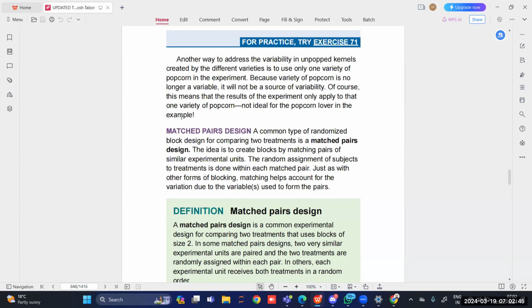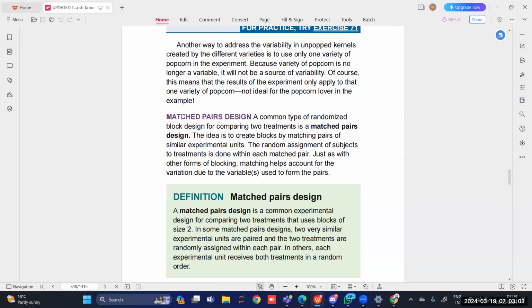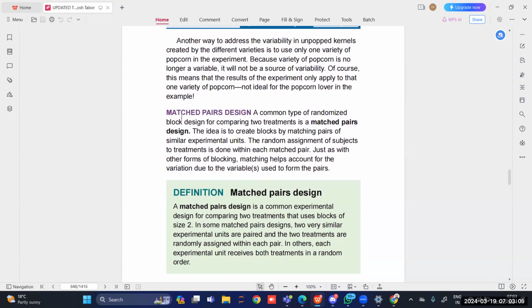So if we delete all the three varieties from the experiment, there will be no need of doing a block design. Yes or no? It will not be a source of variability. Of course, this means that the result of the experiment only applies to that variety of popcorn, not ideal for popcorn lovers in the example. That's the thing. So now we are on to the next topic, matched pairs designs.